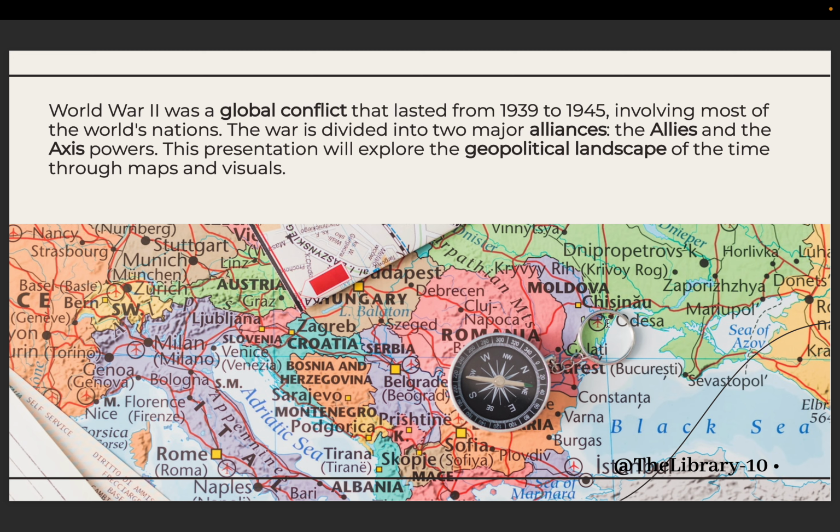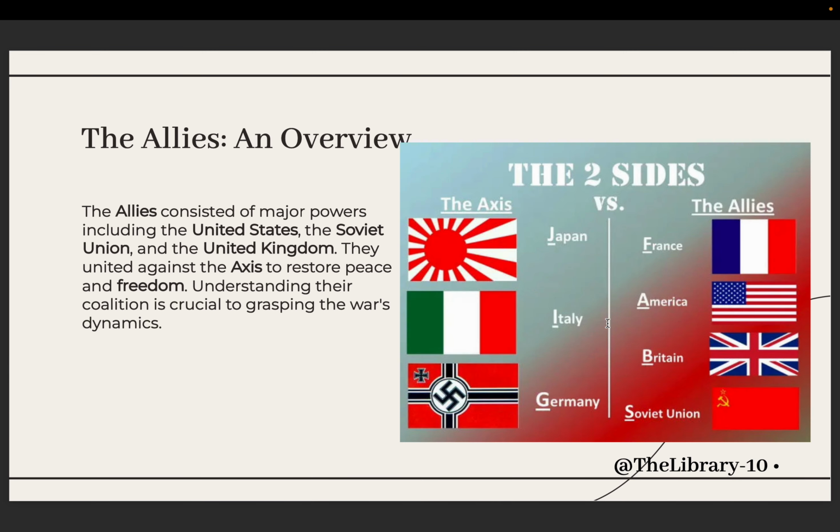So we look at the Allies first. The Allies are France, America, Britain, and Soviet Union. These apparently happen to be the biggest powers, and the Axis happen to be Japan, Italy, and Germany.